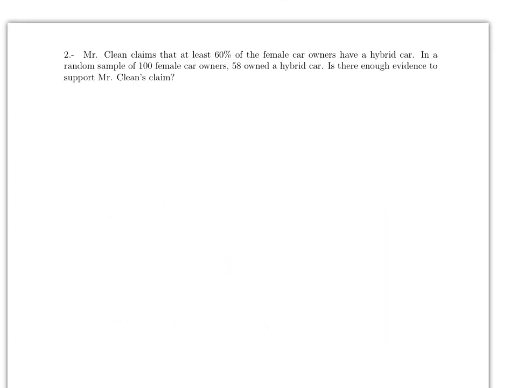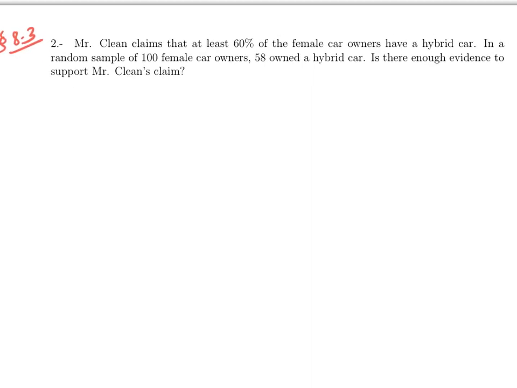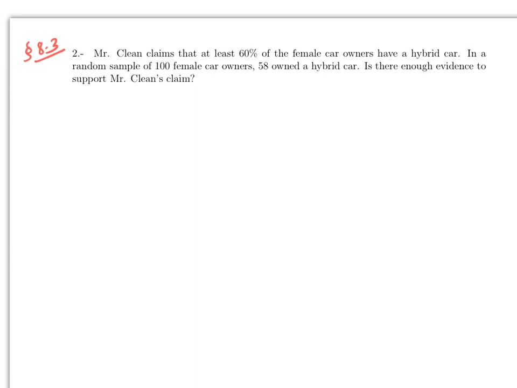Number 2, this question is from section 8.3. It says Mr. Clean claims that at least 60% of female car owners have a hybrid car. So the claim, remember, always has to have the equal sign. So for step 1, H0, the claim is that the proportion is 0.6, even though he's claiming that it's at least 60%. In order to figure out the alternative, we need to look at the information we have.